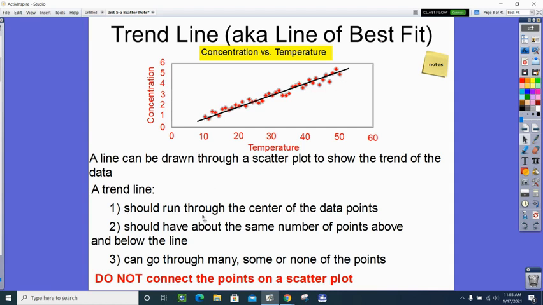It's very easy to draw that trend line in the center. When you're drawing that trend line, it needs to go through the center and roughly should have about the same number of points above as below. It can touch the points. It can touch none of the points. It can touch some, so it doesn't have to touch data points, but it needs to run through the center. And again, you don't connect them.